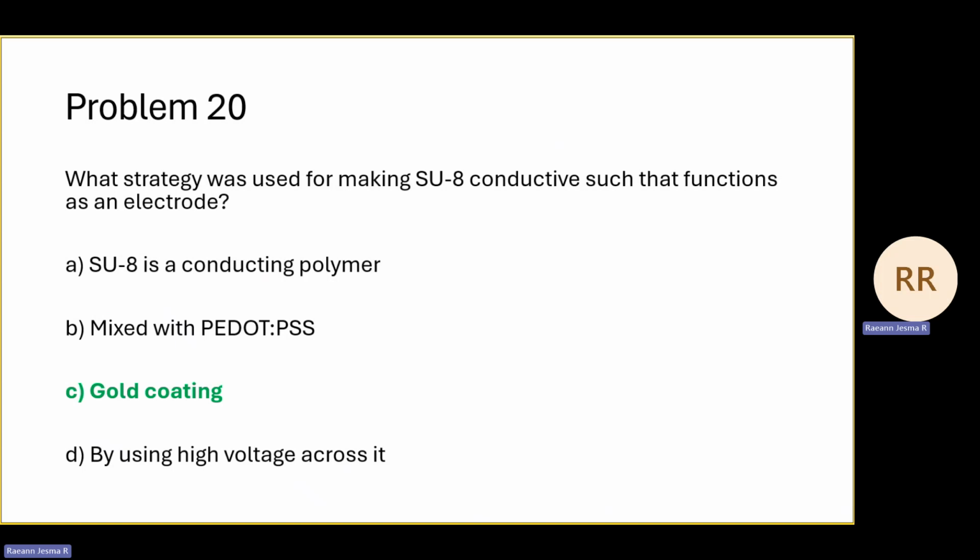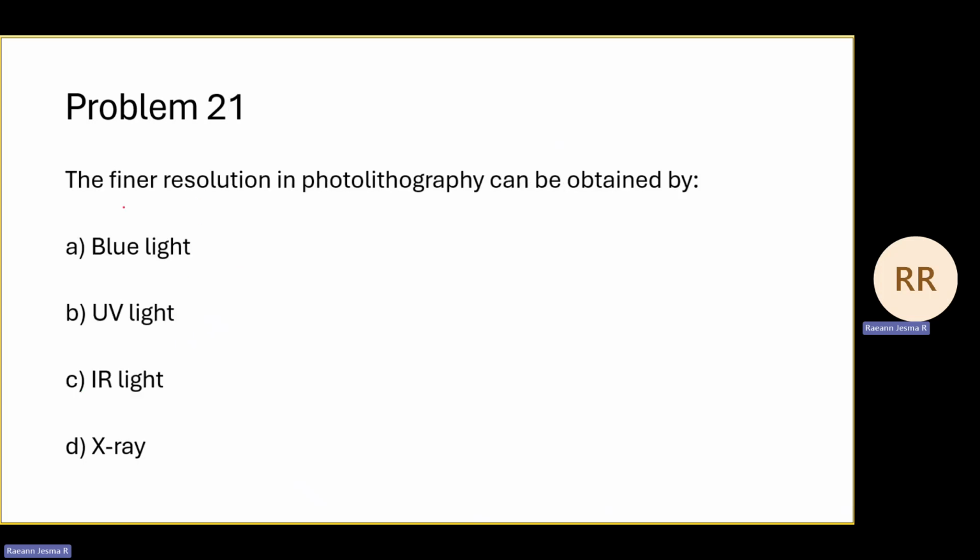So now let us move on to the next problem. Problem 21. The finer resolution in photolithography can be obtained by A. Blue light, B. UV light, C. IR light, D. X-ray. So IR is infrared. UV is ultraviolet. The resolution in photolithography will depend on the wavelength of the light. So the smaller the wavelength, the better the resolution will be.